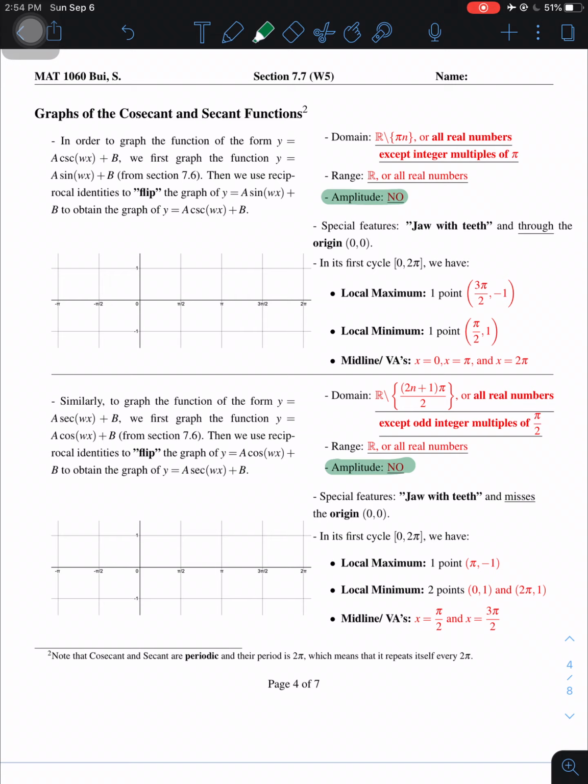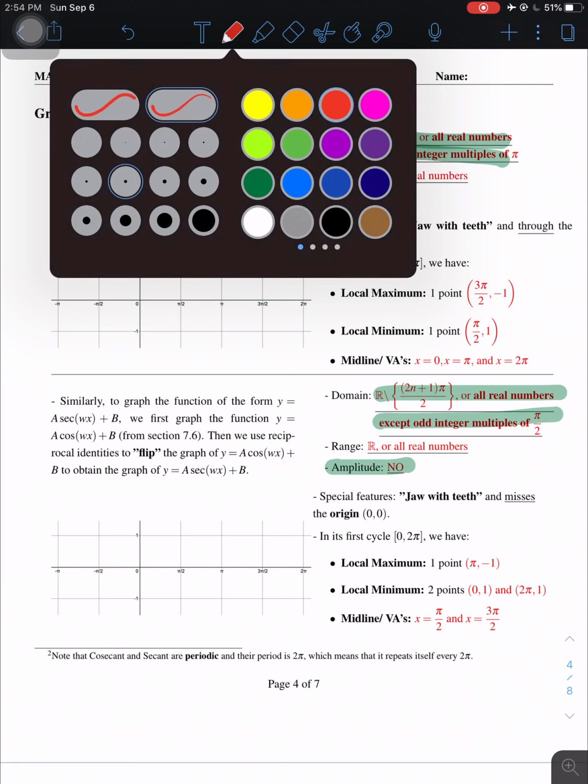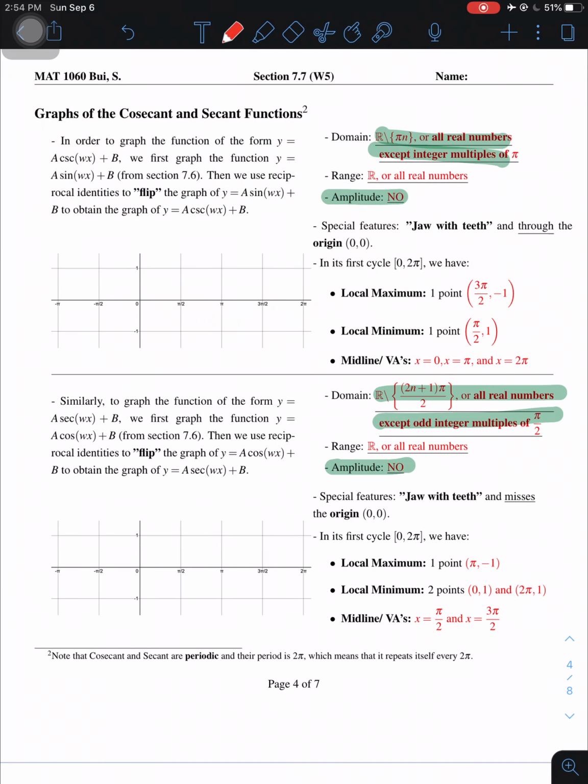And if you notice, these are actually the same words from before, right? But you just have to tell which one is which. So this one, let me see, what is this one? Is it cosecant or is it secant? Okay, in order to graph the function of the form blah blah, we first graph this. So this in here is about cosecant.